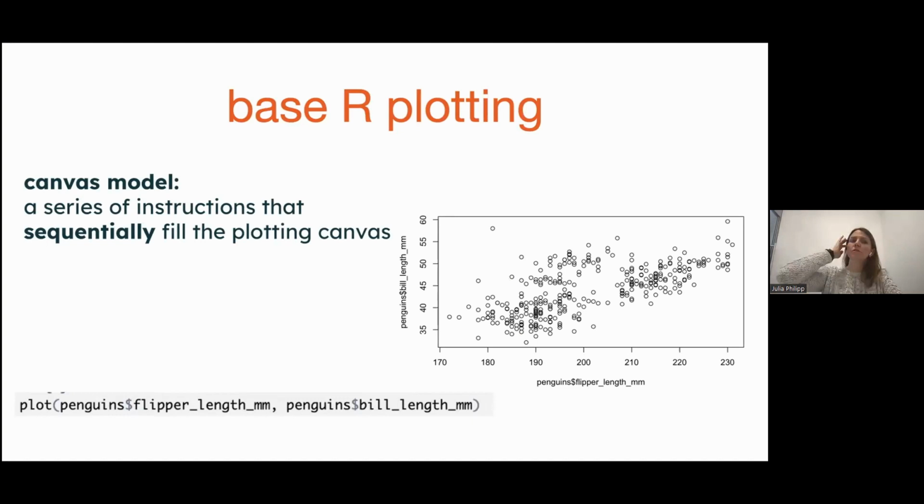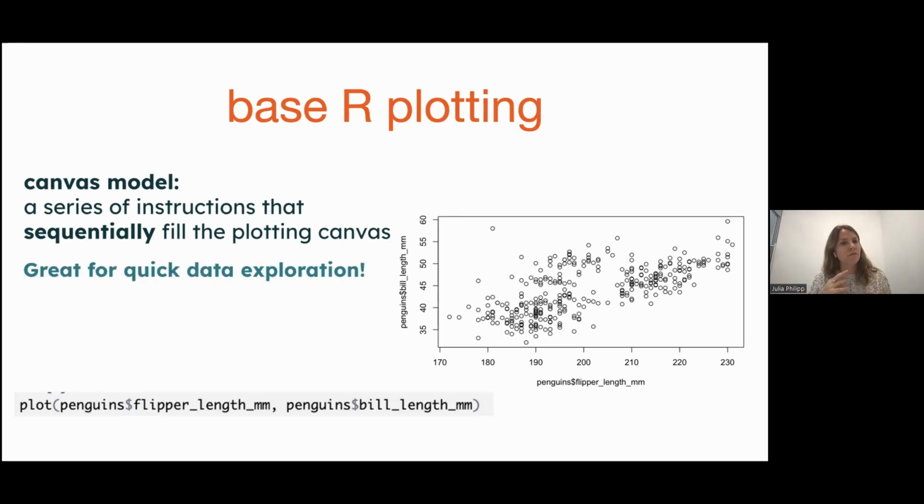So in the most simple way, you will have a one-line command just with the command plot, where you specify what's being plotted on the X and Y axis, and then R will just turn this into the most basic scatter plot there is. And so base R works in this sort of canvas model, meaning it assumes that you have a blank canvas and you layer information on top of it, sequentially fill the canvas. And this is really great for quick data exploration.